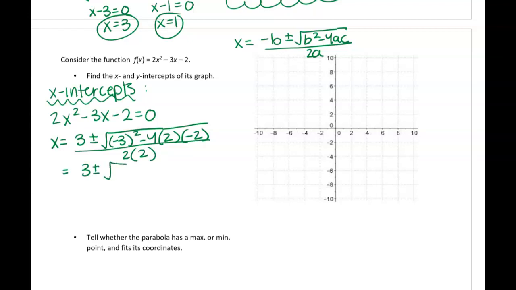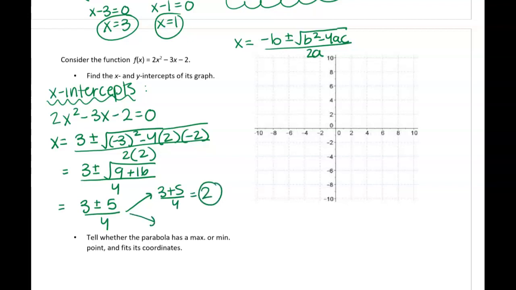3 plus or minus the square root. Well, negative 3 squared is 9. 4 times 2 times negative 2 is a positive 16. So it's 9 plus 16, all over 4, since 2 times 2 is 4. 3 plus or minus the square root of 25, which is 5, over 4. And we get to here, you split it. So one of our x-intercepts is 3 plus 5 over 4, 8 over 4, which is 2. And the other is 3 minus 5 over 4, which is negative 2 over 4, which is negative 1/2. So our x-intercepts are 2, 0, and negative 1/2, 0.